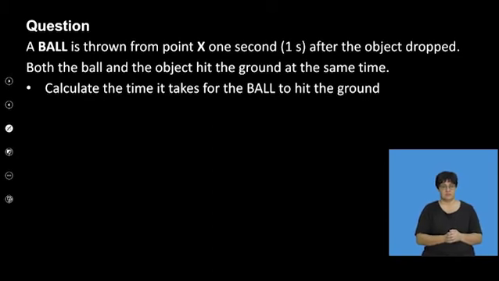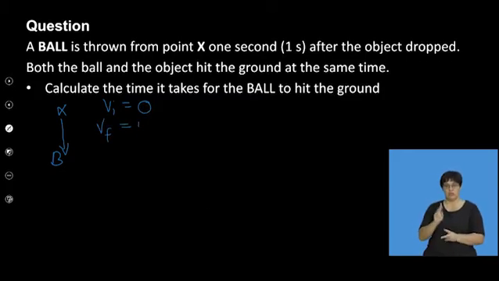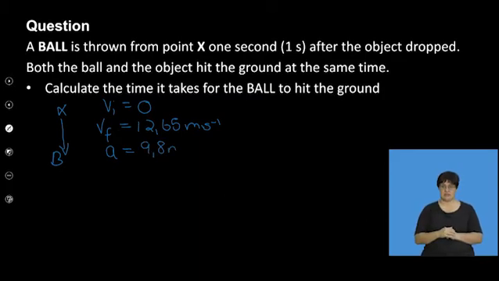So this, I'm working out. So I'm going to go from X to B. For that little bit of time, I know initial velocity is 0. I know the final velocity is 12.65 because we just worked that out. A is still 9.8. And I'm looking for delta T. We like this because it's a nice, easy equation.